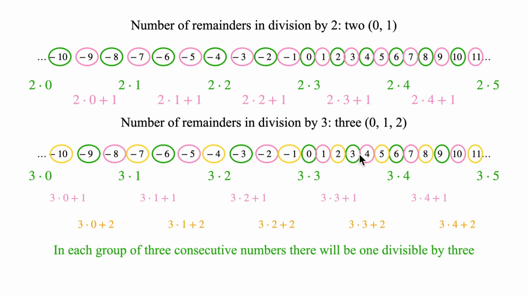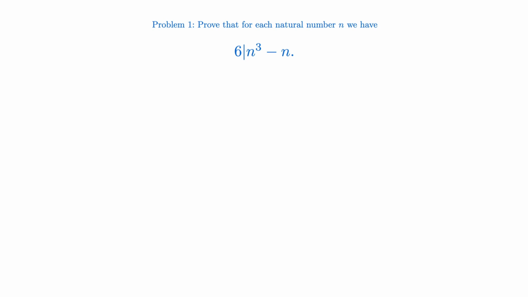So if I take these 3 numbers, the third one will be divisible by 3. If I take these 3, the one in the middle will be divisible by 3. And if I take these 3, it will be the first one. So, regardless how I pick these 3 consecutive integer numbers, there will always be exactly one divisible by 3. Okay, so now I have prepared you for everything.